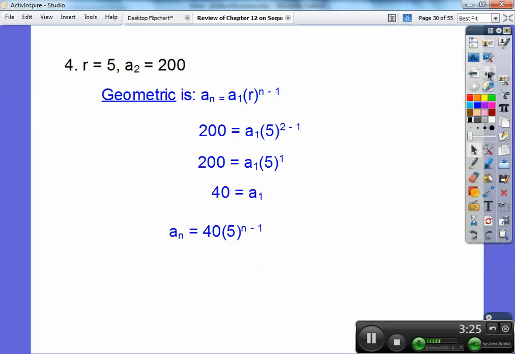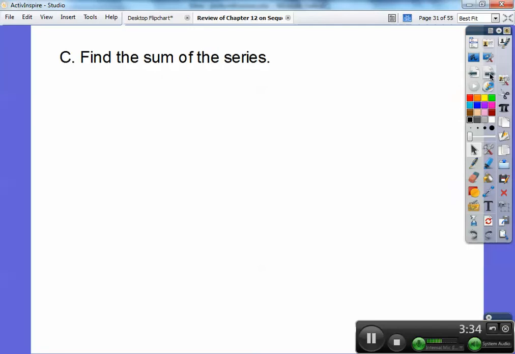Okay, so my formula is a sub n equals my first term times r to the n minus 1. That's your answer. Can't do anything else, you guys. That's your answer. Okay, find the sum of the series.